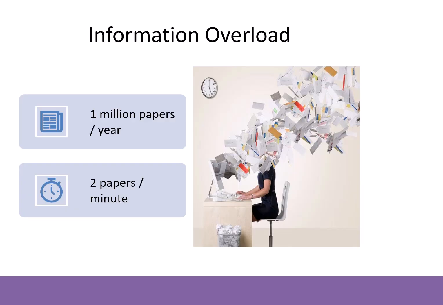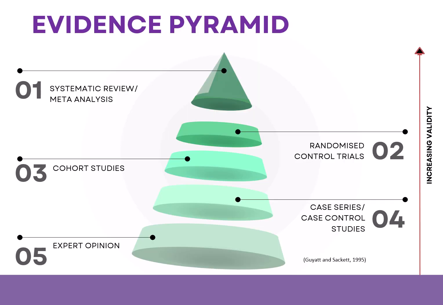So when it comes to finding research on how to treat a patient, it can be an overwhelming task for a health practitioner because there's a ton of research available. For example, in the biomedical field alone, there are more than 1 million papers submitted into the PubMed database every year, and that's about 2 papers per minute. So health practitioners will often look at the evidence pyramid as a way of finding the best available evidence among the research. Now, there are 5 levels of evidence.